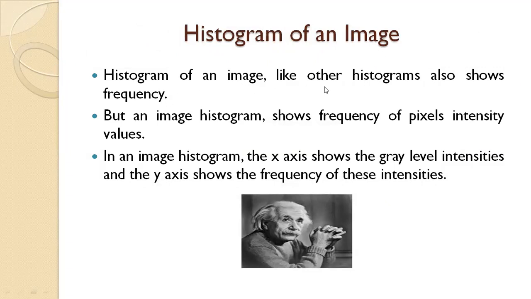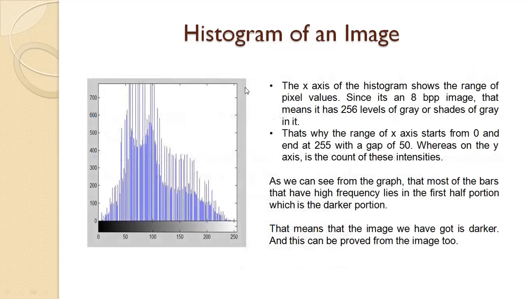The histogram of an image, like other histograms, also shows the frequency, but it shows the frequency of pixel intensity values. In an image, the x-axis shows the gray level intensities and the y-axis shows the count of these intensities. Here we have an image of Einstein and we will show the histogram of the image. As we can see, the x-axis has 0 to 255 intensity levels. As the image is an 8-bit per pixel image, the intensity levels will be 256, that is 0 to 255.